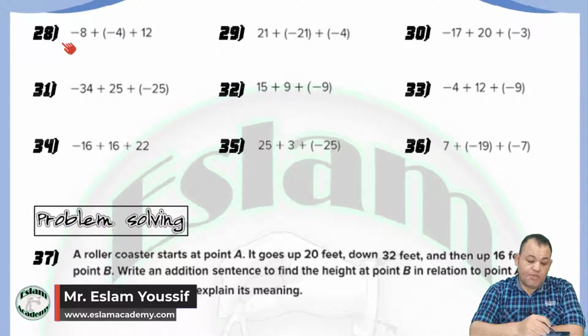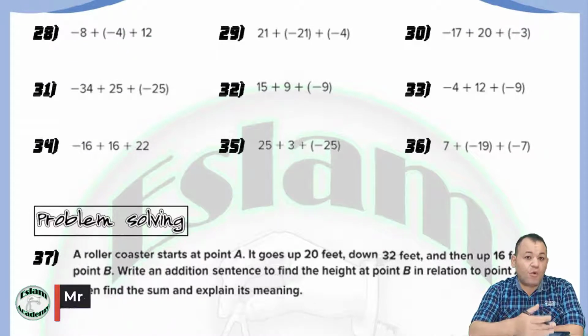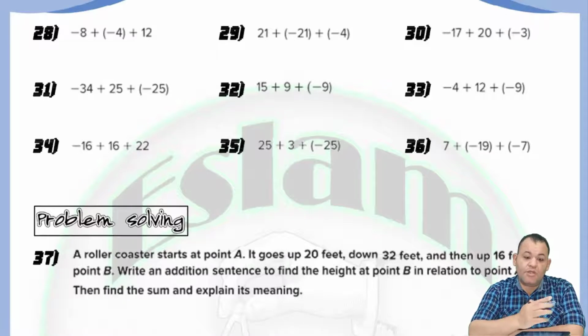In question number 28, we have negative 8 plus negative 4 plus 12. Now we have more than two numbers. So number 1, check if you have opposite numbers or not. If you have opposite numbers, just add them together because the answer will be equal to 0. If you don't have any opposite numbers, just write all of the positives together and all of the negatives together.